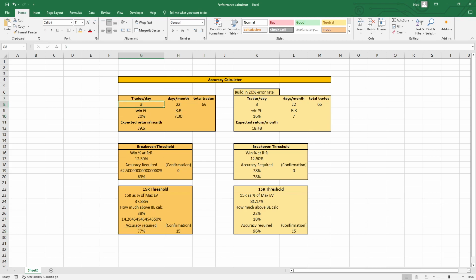And critically, let's say that we now have a strategy which only shows up once a day. It gives a 1 to 2 risk reward on average. Only works 50% of the time. You get 1 trade a day. Now we get into the kind of danger zone where we need to have an accuracy rate of 66%, but we can't actually achieve that 15R in a month.